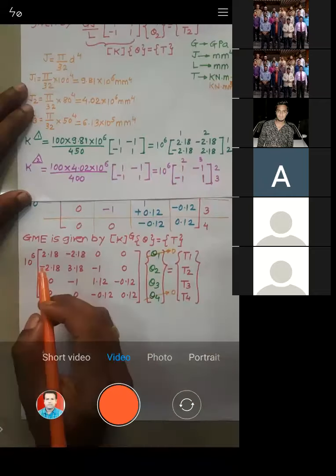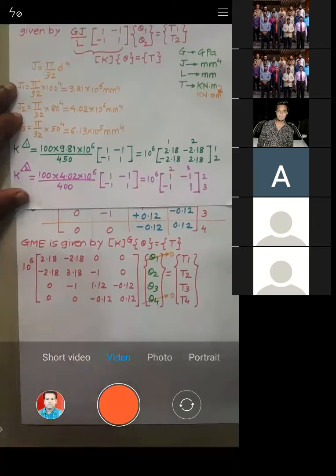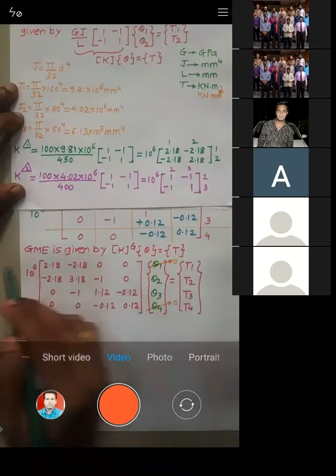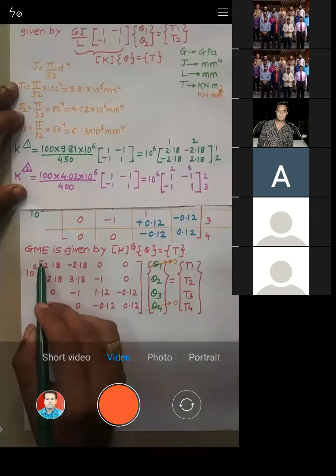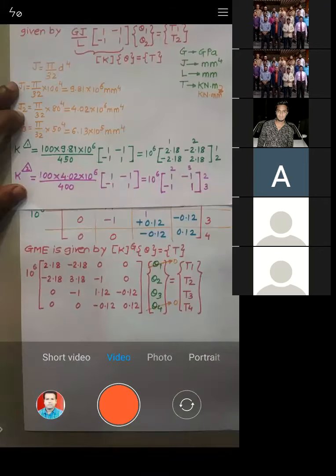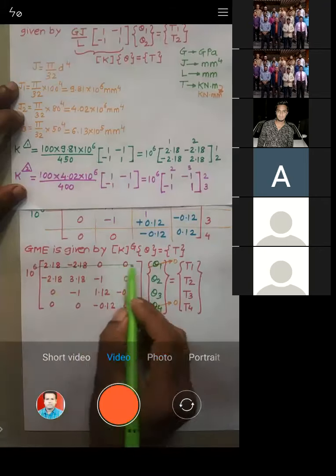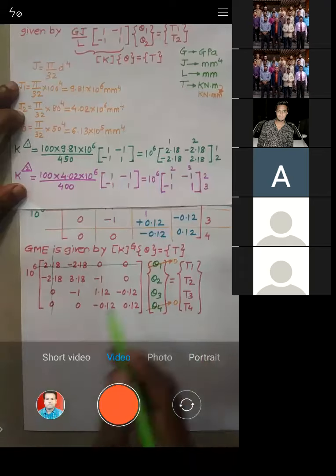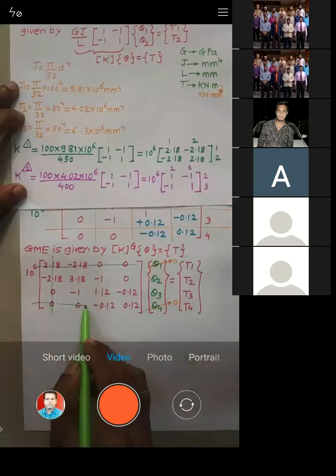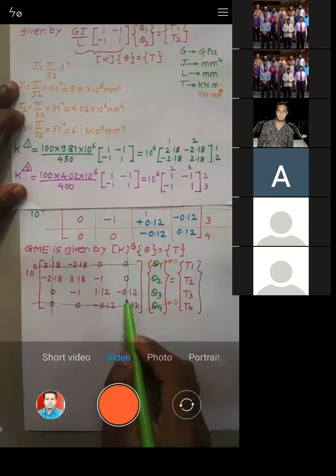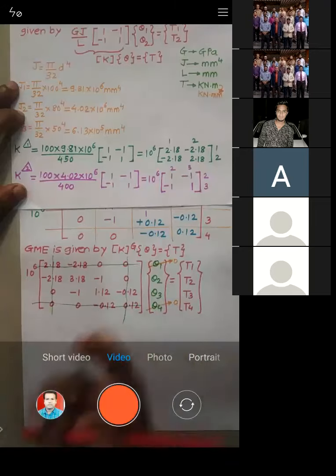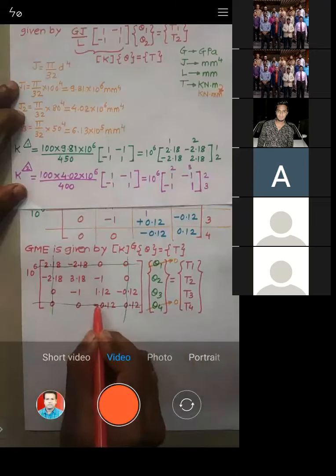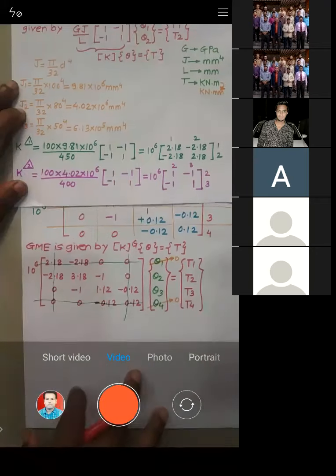So when that displacement gets 0, then that row and that column gets cancelled. I'll just roughly cancel that. This is the first row, I will cancel it with the first column. Similarly, I will cancel the fourth row, and this is the fourth column, right?